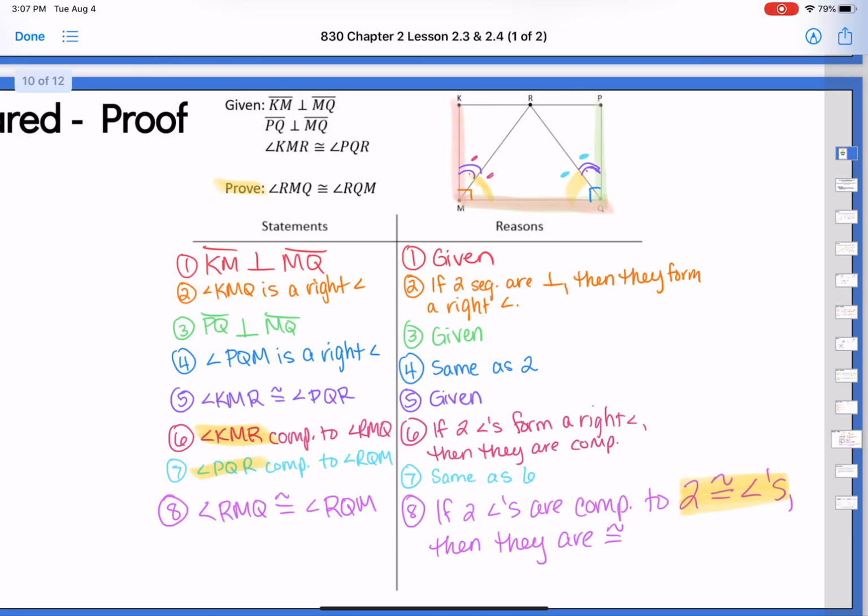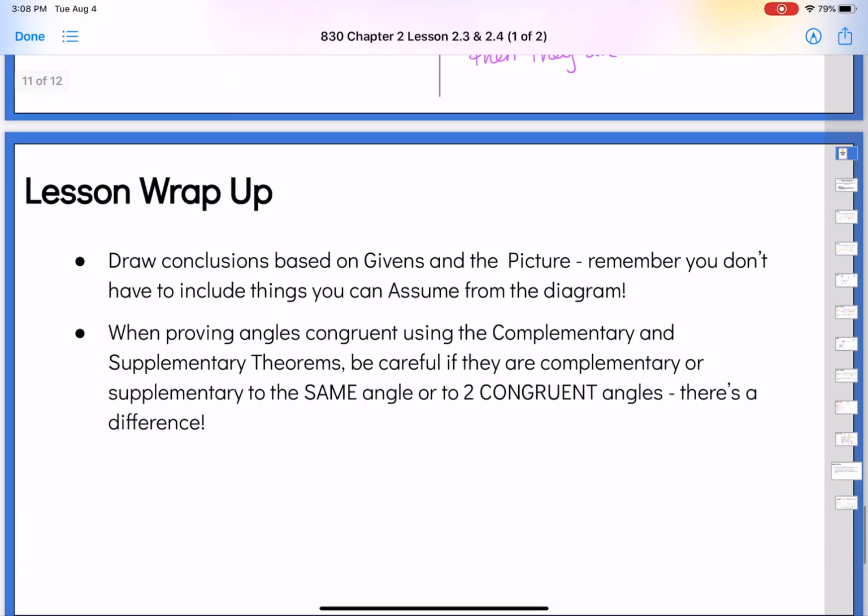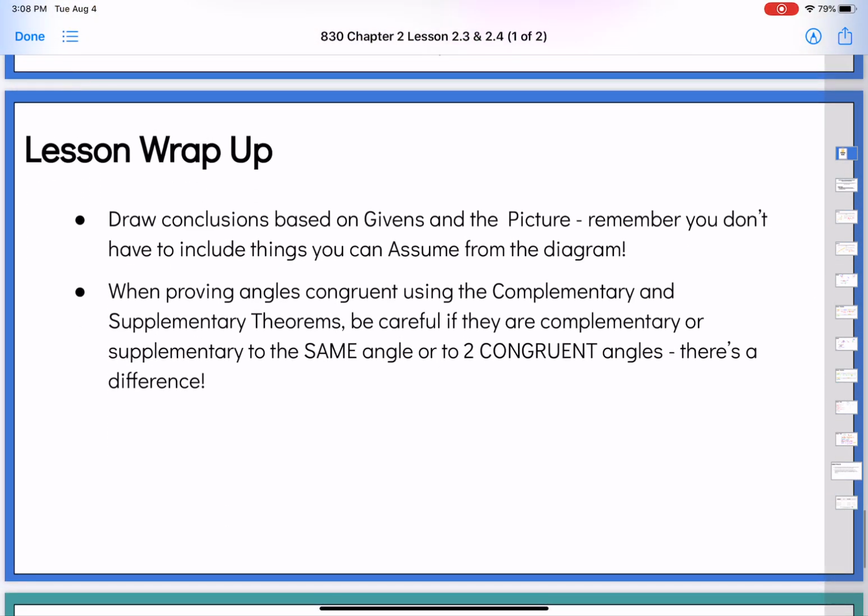I think that was probably the most difficult proof we've done so far. So hopefully you're starting to get the idea. If not, ask those questions, ask your teacher, really understand what's going on here. That was a tricky one, but we did it. All right, and with that, we're going to just wrap it up here. So remember, 2.3 is about drawing conclusions based off of givens in the picture, and we did it a bunch today, and I'm sure you're feeling confident about it.